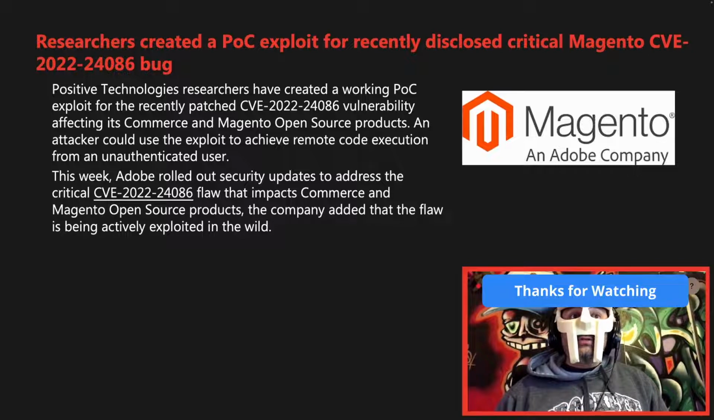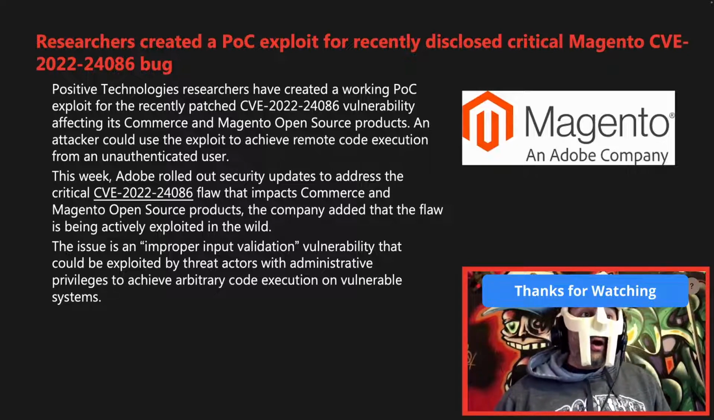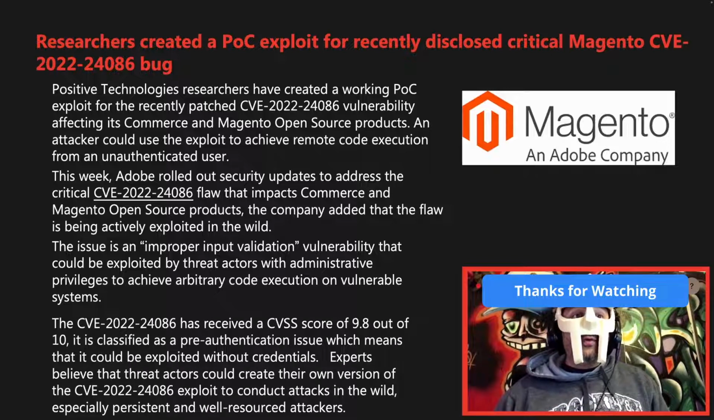This week, Adobe rolled out security updates to address the critical CVE-2022-24086 flaw that impacts Commerce and Magento open source products. The company added that the flaw is being actively exploited in the wild. The issue is an improper input validation vulnerability that could be exploited by threat actors with administrative privileges to achieve arbitrary code execution on vulnerable systems. The CVE-2022-24086 has received the CVSS score of 9.8 out of 10. It is classified as a pre-authentication issue, which means that it could be exploited without credentials. Experts believe that threat actors could create their own version of the CVE-2022-24086 exploit to conduct attacks in the wild, especially persistent and well-resourced attackers.